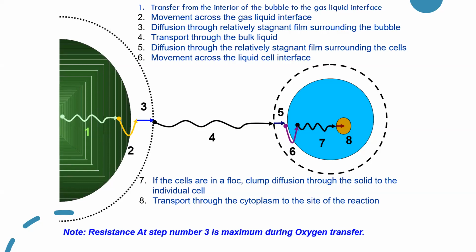And this is the step which will offer, as I have written at the down portion, resistance at step number 3 is maximum during oxygen transfer. So this thin film area surrounding the gas bubble will offer maximum resistance in the transfer of oxygen, because this is the first phase which is different from the gaseous phase.